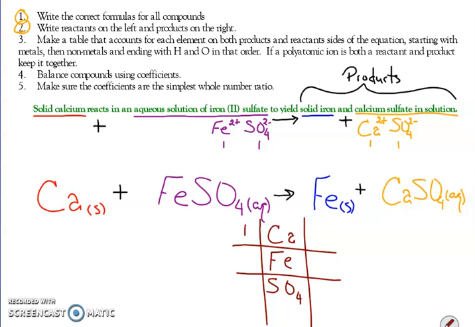So we're going to start out by first identifying, okay, on the reactant side, I have one calcium atom. I have one iron atom in the iron 2 sulfate compound. And I have one sulfate polyatomic ion in the iron 2 sulfate compound. On the product side, I have one calcium in the calcium sulfate compound. I have one iron by itself, and I have one sulfate in the calcium sulfate compound. And as it turns out, this is a balanced chemical equation.